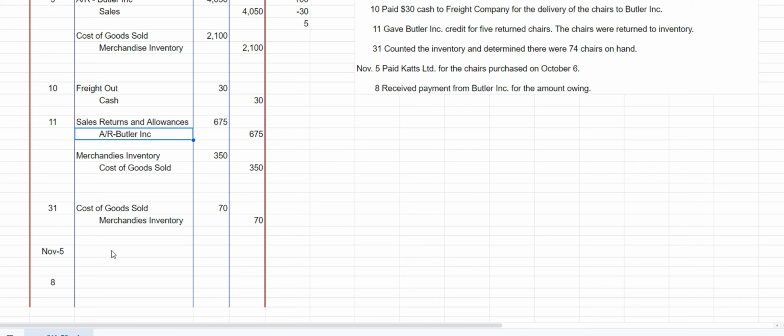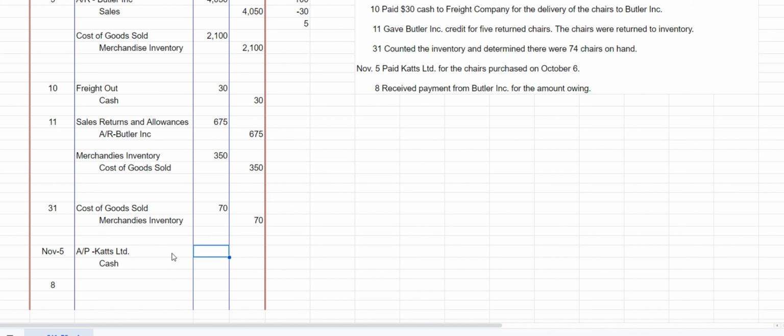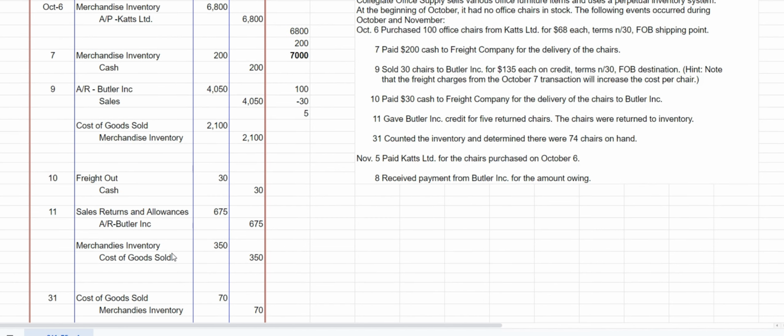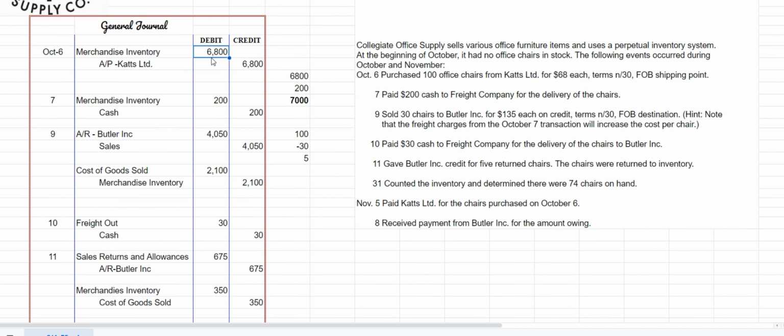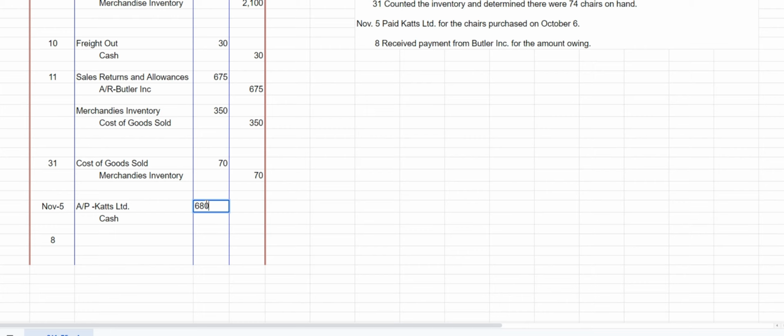Paid Cats Ltd. for the chairs purchased on October 6th. So remember how when you pay, accounts payable is debited, in this case, to Cats Ltd. And then the credit account is cash since we're paying. So how much do we have to pay them? It says it was purchased on October 6th, so $6,800, that's what we owe. So we're going to pay $6,800.